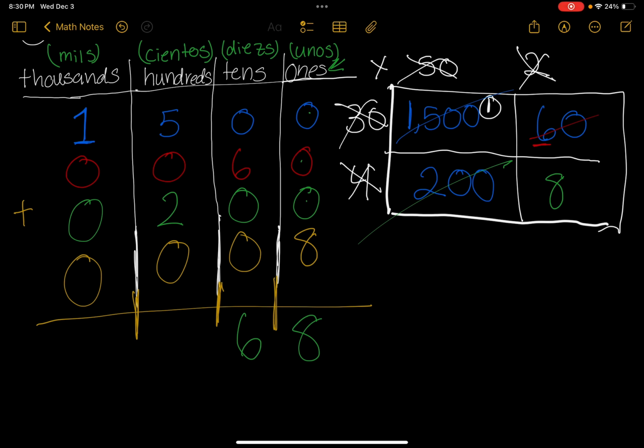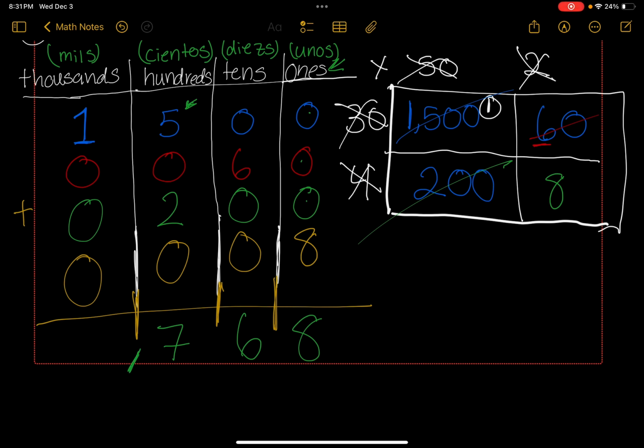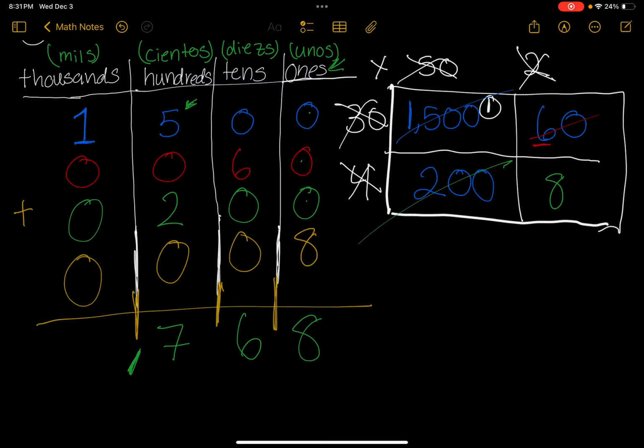6 tens, 8 ones. So now we're going to conquer the hundreds place value. So we have 500 plus 0, which is 500. So we have 500 plus 200. Don't freak out. What is 5 plus 2, my people? 7. So you got 700s. Now, we're going to put a comma because every time you write 3 numbers, we got to put a comma to show that we got more money.